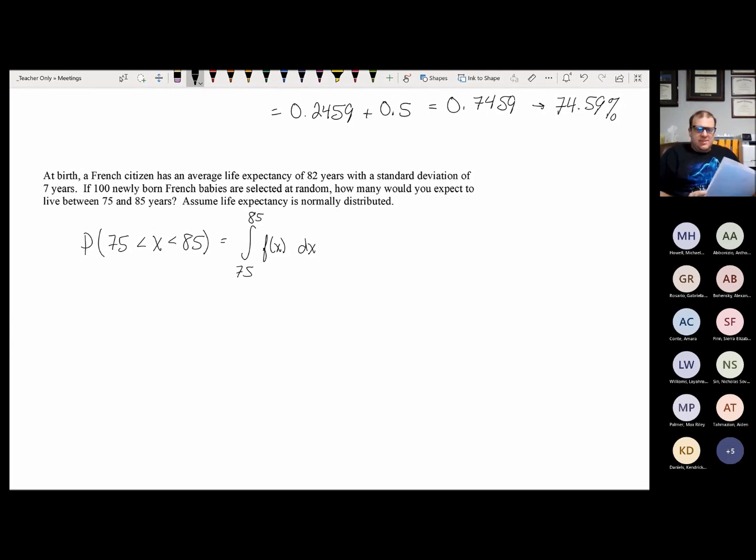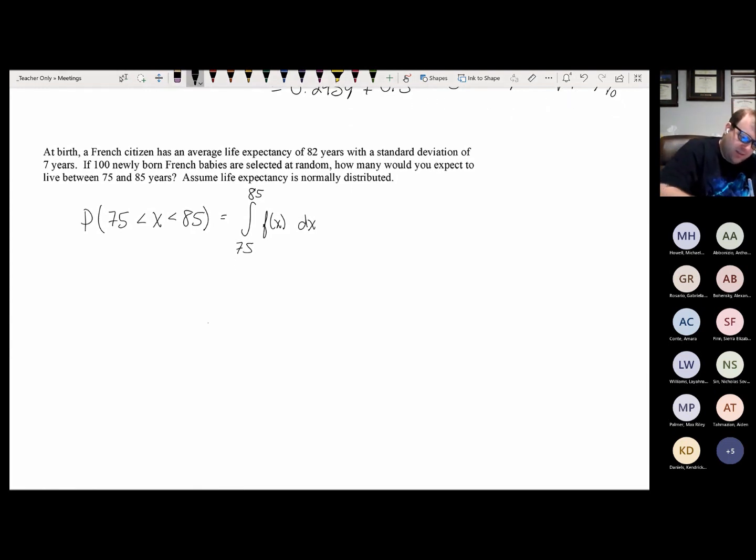All right, so we're going to need this probability. And I think for this one, since it's now off screen, I am going to actually write it out. So it'd be what? 1 over standard deviation, 7 times the square root of 2 pi, integral from 75 to 85 of e to the negative x minus the mean, which is 82, all squared, divided by 2 times the standard deviation squared.